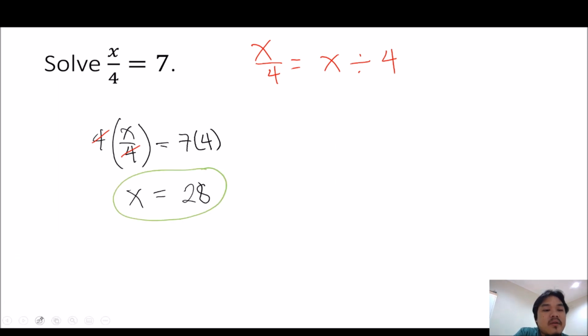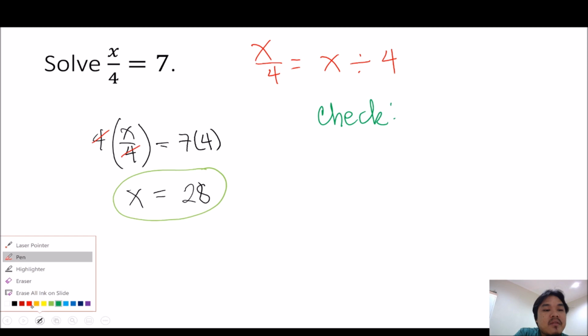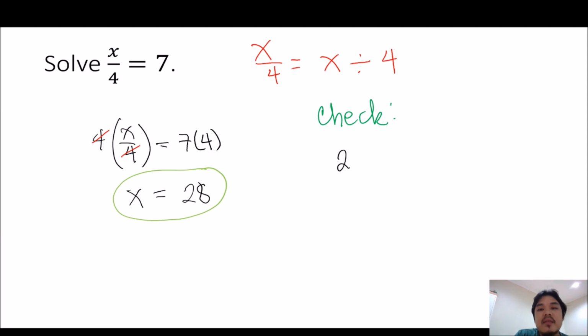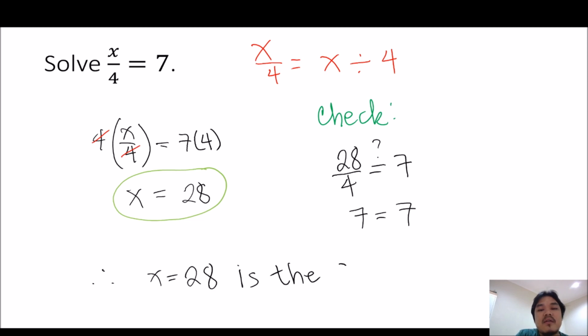To verify if your answer is correct, always check. So substitute 28 to x. It will be 28 over 4. Does it equal 7? What is 28 divided by 4? That is 7. So 7 equals 7. Therefore, x equals 28 is the solution.